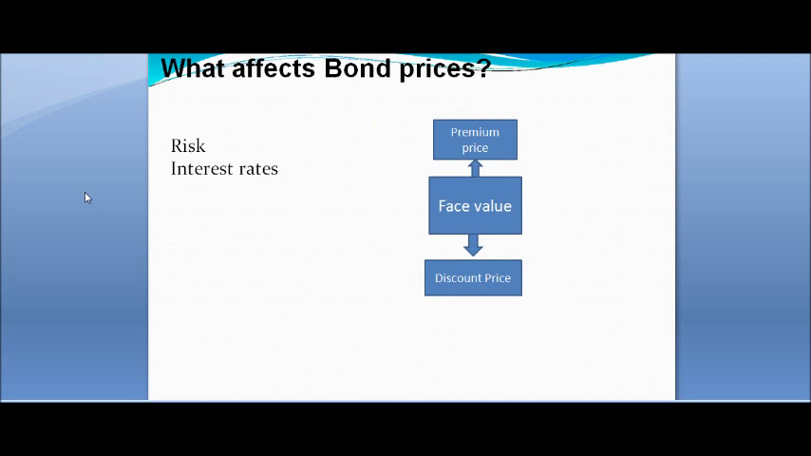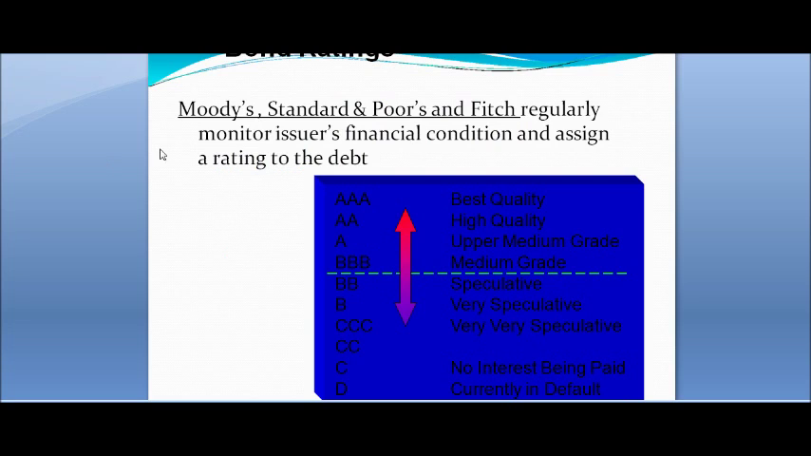And another factor that also affects the bond price is the risk that is inherent in the firm. So there are a number of rating agencies which rate the creditworthiness of the firm. Firms having a higher rating would be able to charge a premium price, whereas firms having a lower rating would be forced to sell their bonds at a discount price.